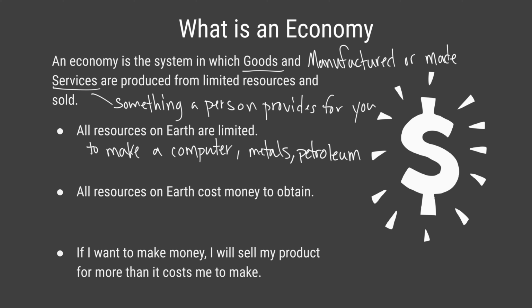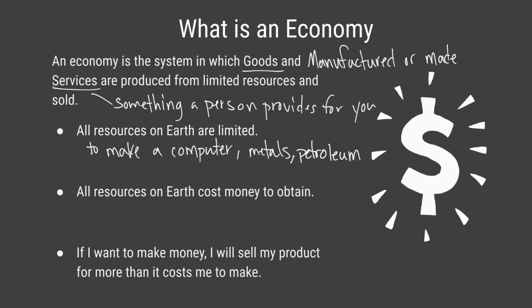The second truth is that all resources cost money to obtain. I can't get anything for free. If I don't own the mine and I'm mining metal ores, I have to pay for those metal ores to use to make a computer. If I do own the mine, I had to buy the mine, and also I need to probably pay employees in order to dig those up. And even if I'm digging them up myself, that's still a cost in terms of a time investment. So all resources on Earth cost money to obtain, which means that if I want to make a computer, that costs me money.